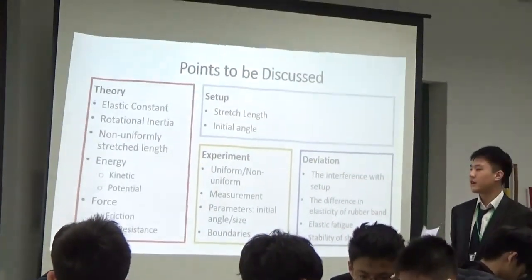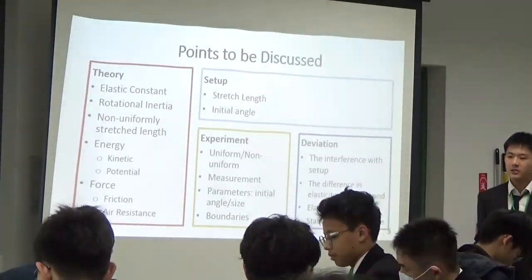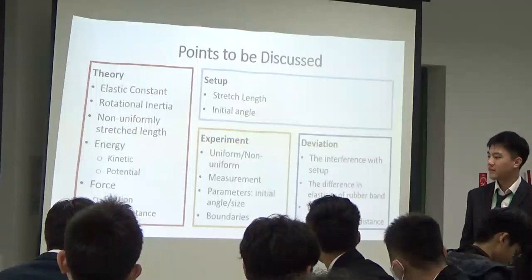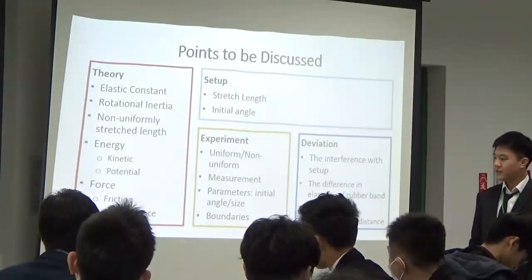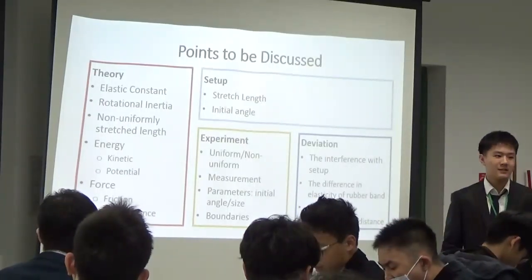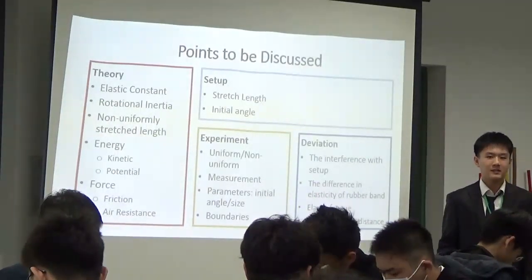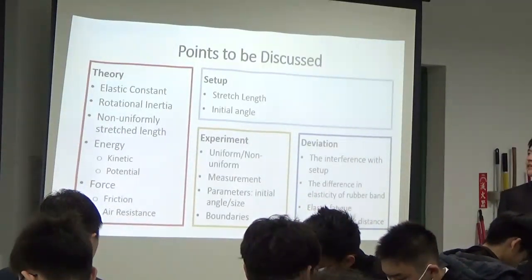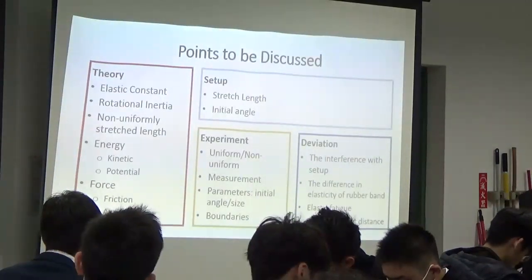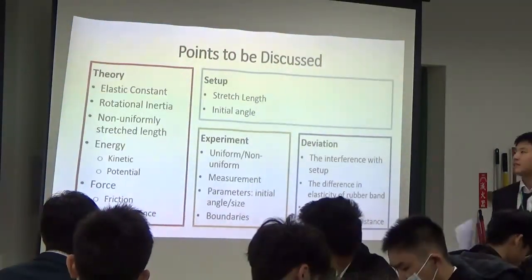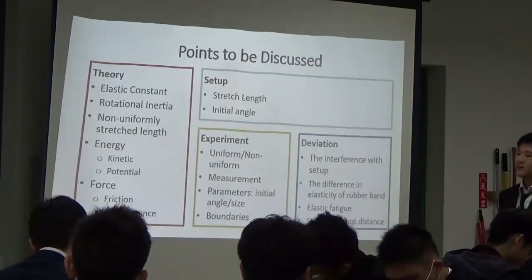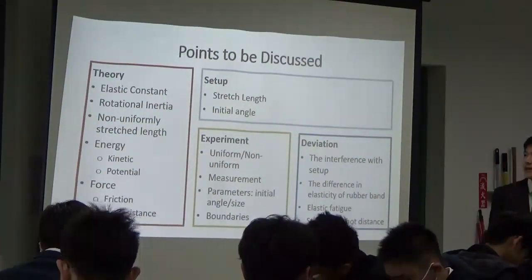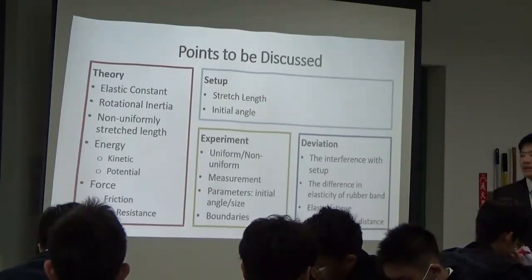Then I'm going to talk about the energy, which is the potential energy of the rubber band. And also the force, the friction, and the air resistance, which I think is a very important part of this experiment. About the setup, I'm going to talk about the stretch length. Also, I'm going to discuss the initial angle of the shot.